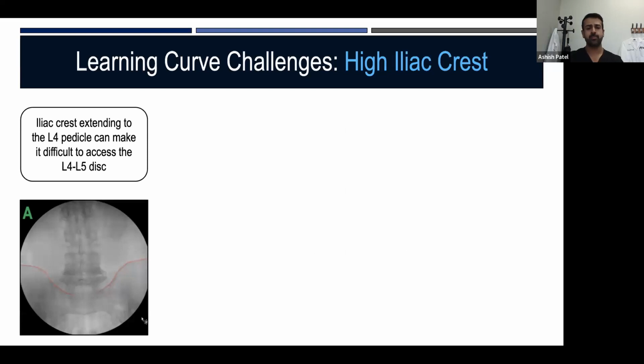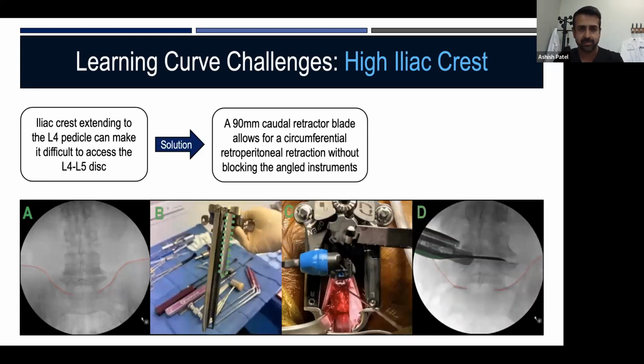And so that brings us to our next trick. Anytime we had an iliac crest that extended higher into the L4 vertebra, we had some difficulty accessing the disc space. So we'd use a 90 millimeter caudal retractor blade. The reason we used 90 was because it still had that little extended piece of metal where we could place the anterior retractor.